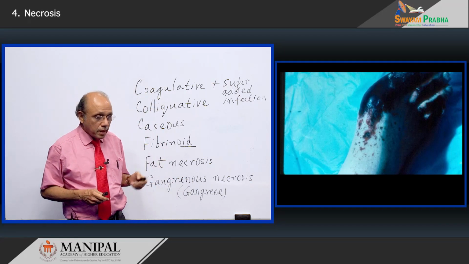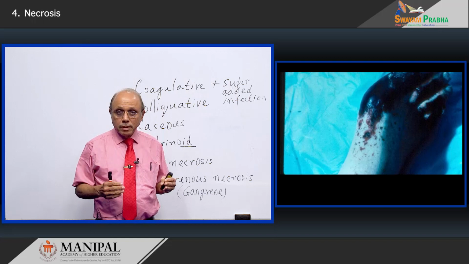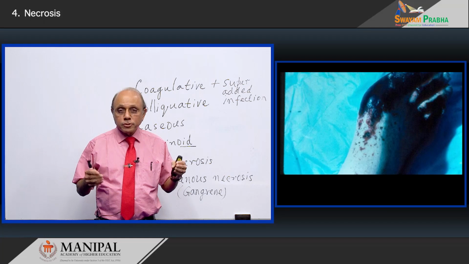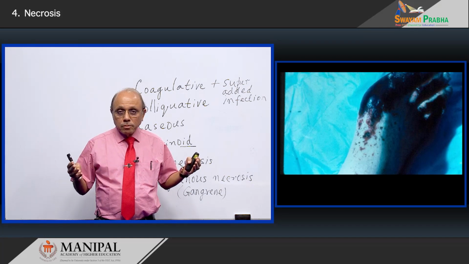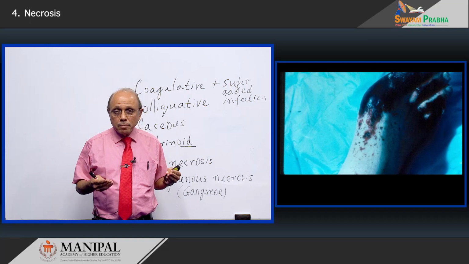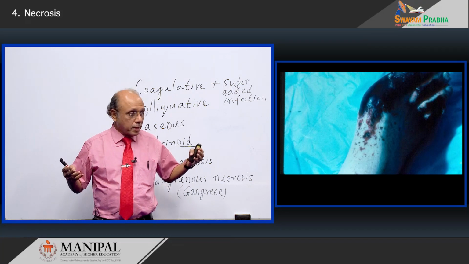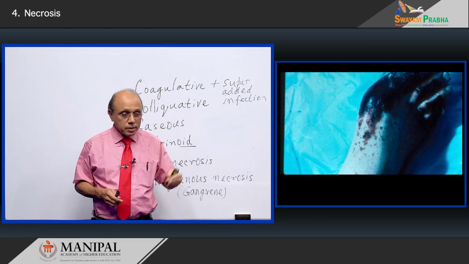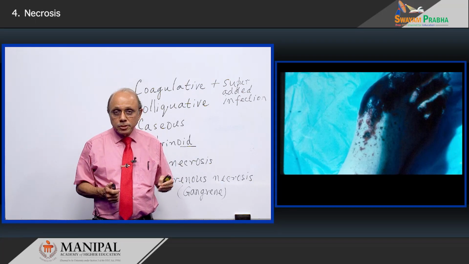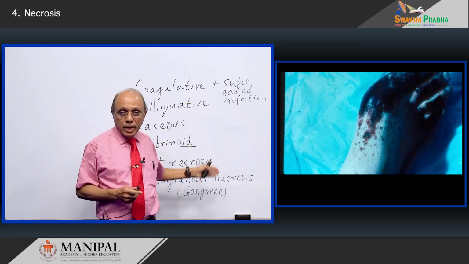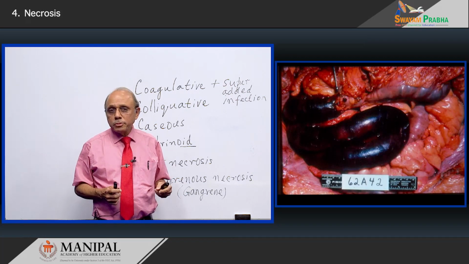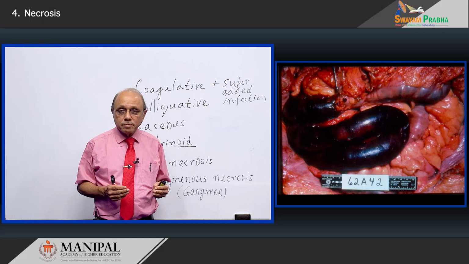Here is yet another foot, blackish, gangrenous, but not caused by diabetes. This is caused by frostbite. It may not be seen in tropical countries, but where extremes of cold are there and it is not possible or enough precautions have not been taken, you encounter this type of necrosis, which is also gangrenous necrosis but caused by frostbite. Another common situation where gangrene happens is in the intestine.